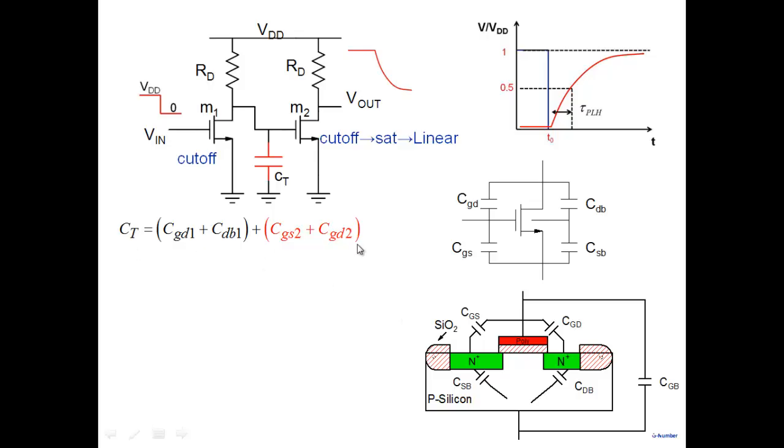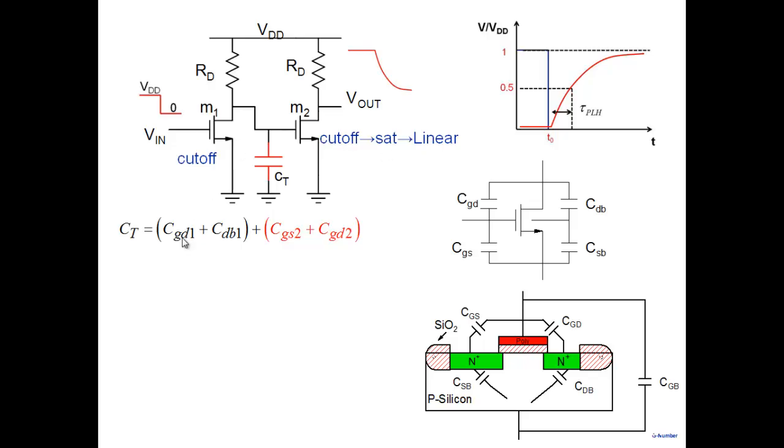So these are the 4 capacitors that we need to find out. Look at the drain to body capacitance here. It's a PN junction capacitance. And drain to body capacitance depends on the bias here. Alright, so this is a complication here. So note that the transistor goes from cutoff to saturation to linear.